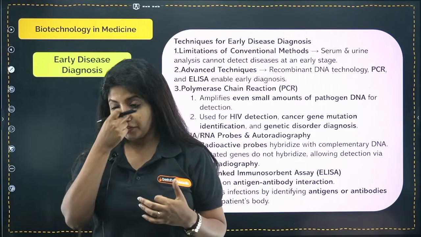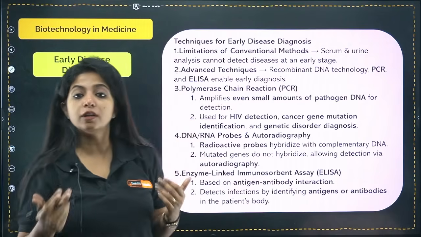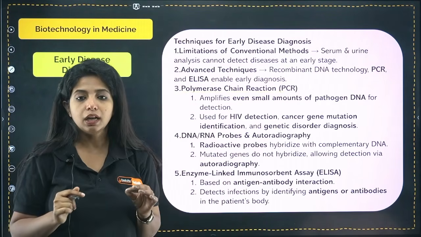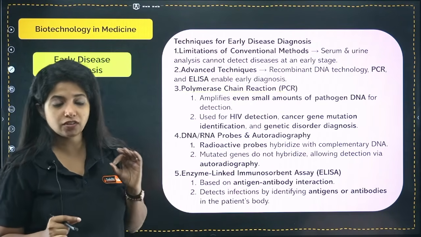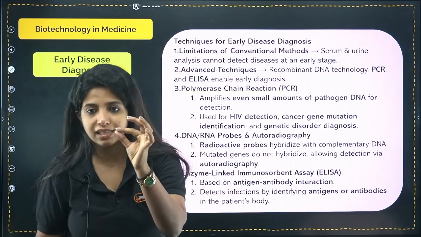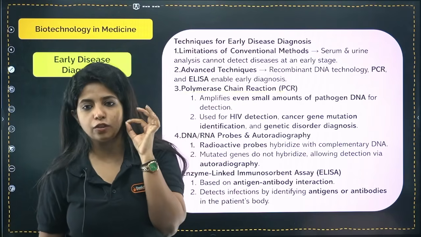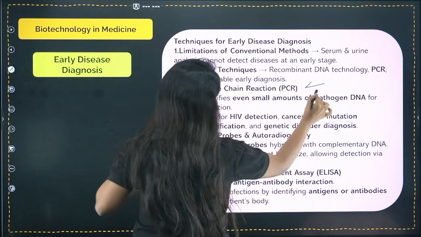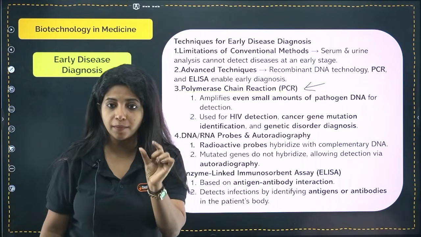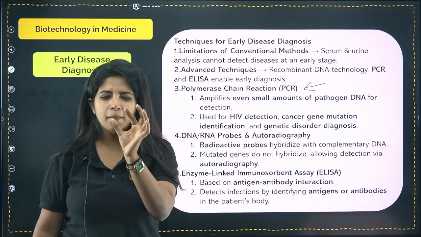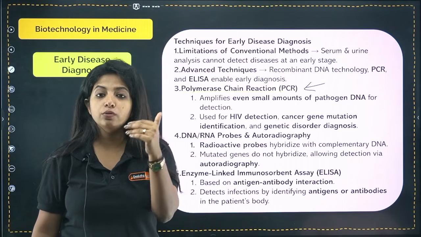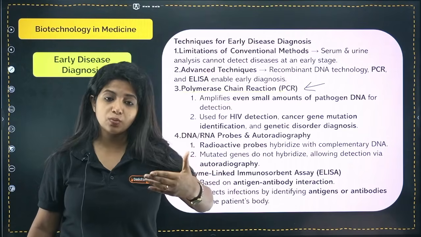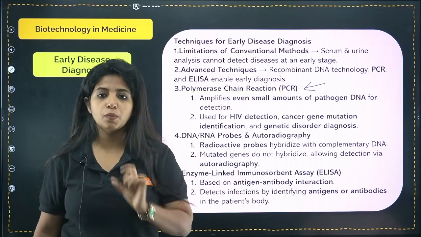For example, one method that you already know is polymerase chain reaction. My dear children, it is responsible for finding out trouble even if the level of pathogen is very low. Even small amounts of pathogens can be detected using what? Using the polymerase chain reaction. Suppose a small amount of pathogen DNA is there. If you use PCR, what is going to happen? You are going to amplify it, increase its number, right? Which is why you will easily be able to find even small traces of pathogens.